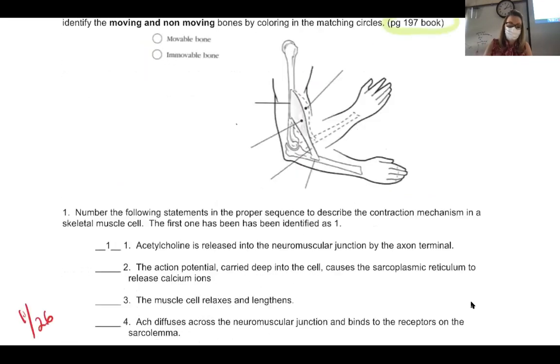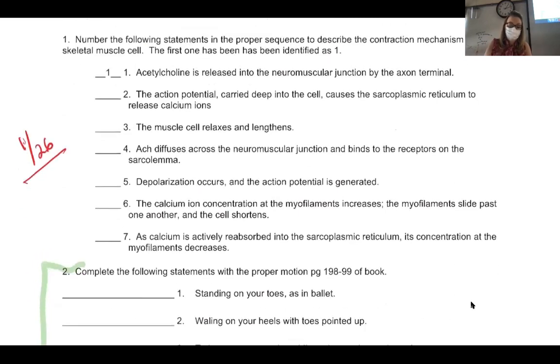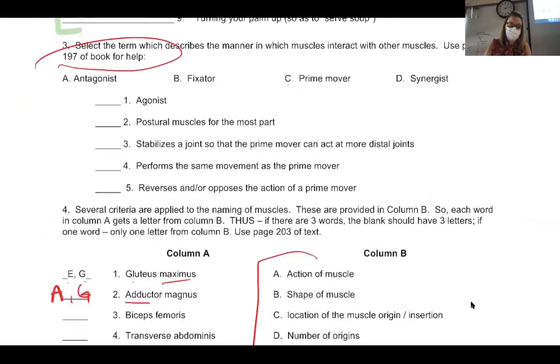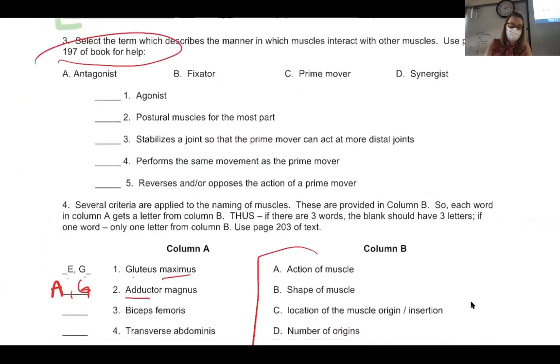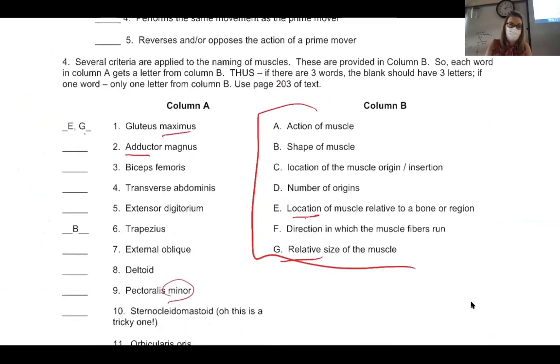All right, now this is from today. This goes exactly along with today's notes. Well, not exactly, but pretty darn close. Okay, we already did that quiz. These are on page 197. Oh, yes. And let us get down to number 4 right here.